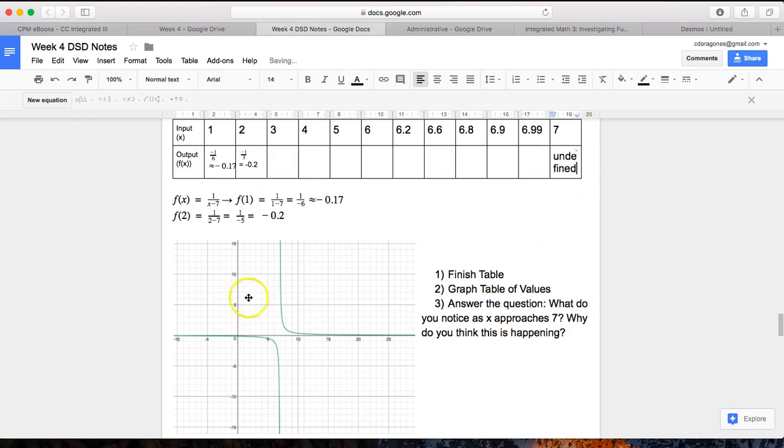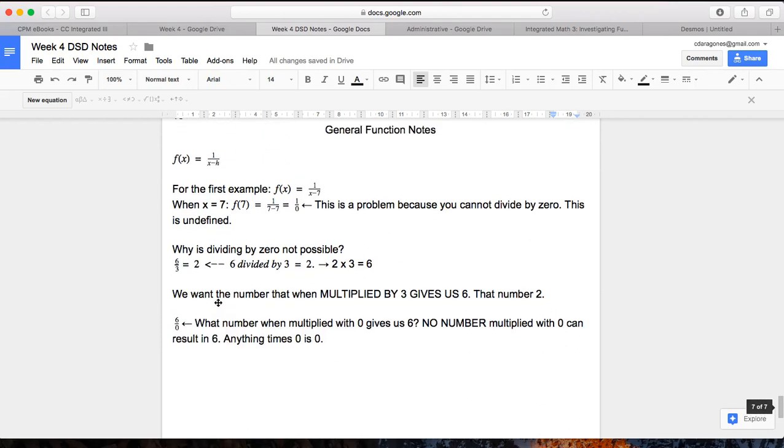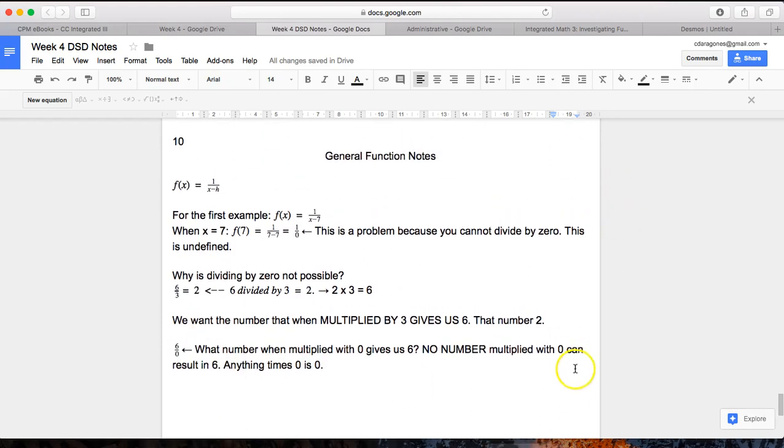It's undefined. So I would like for you to pause the video here. Make sure you have the notes on why we can't divide by 0, and then we will do some more notes on this type of function. So pause the video, and then when you're finished, keep on going.